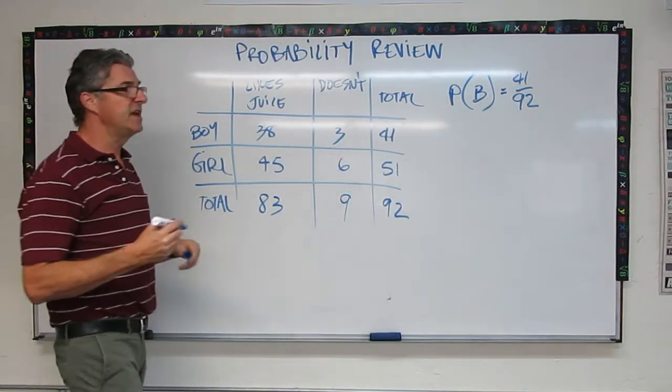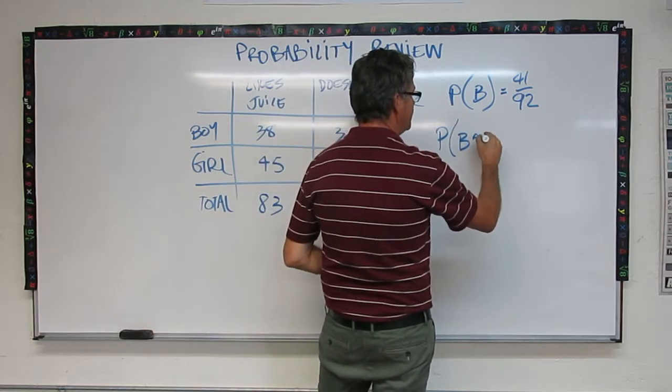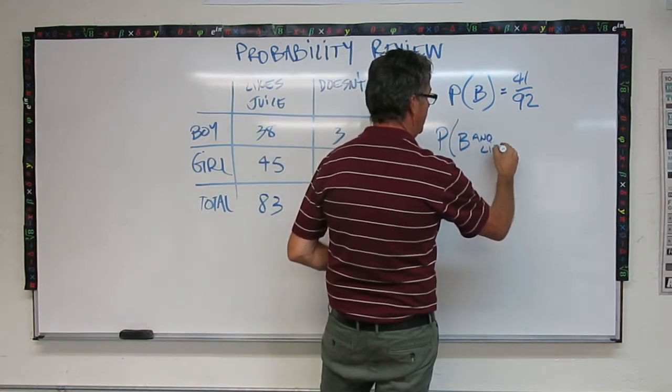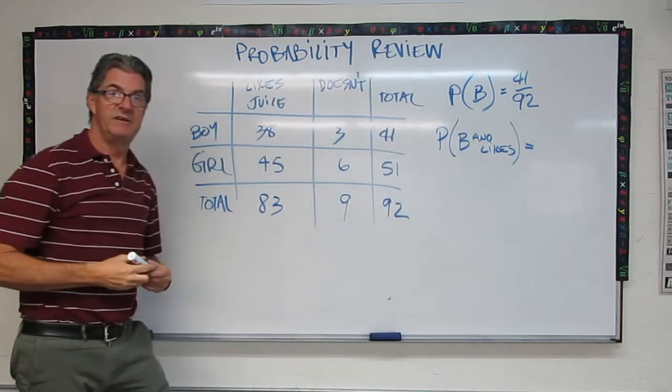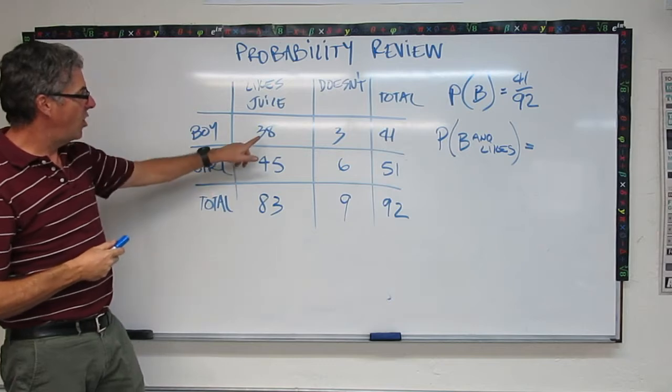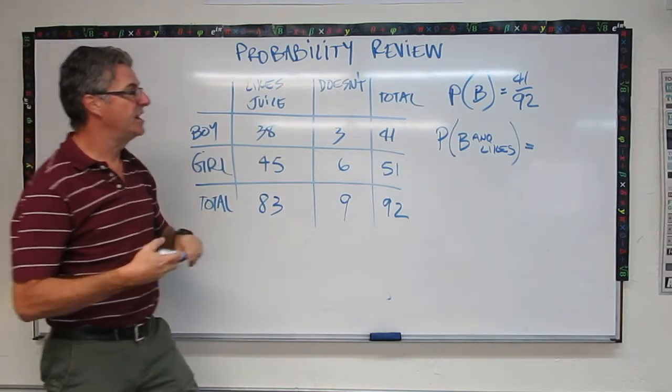Let's do a little bit more complicated. How about probability of boy and likes juice? Okay, what would that probability be? So now we have to use only the boys that like juice. So that would be 38 out of 92.